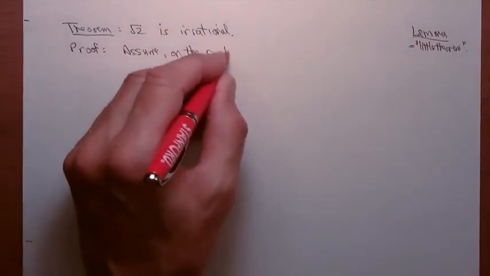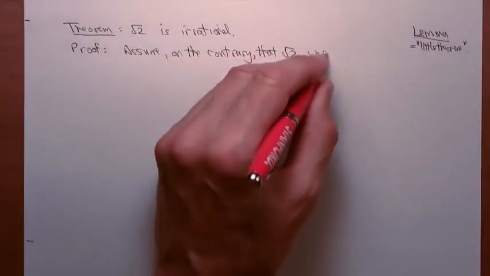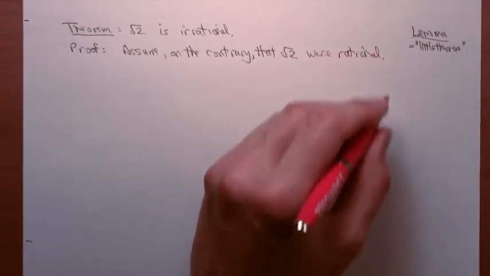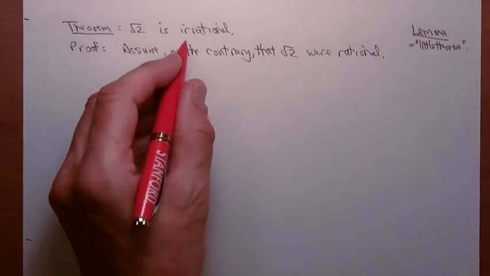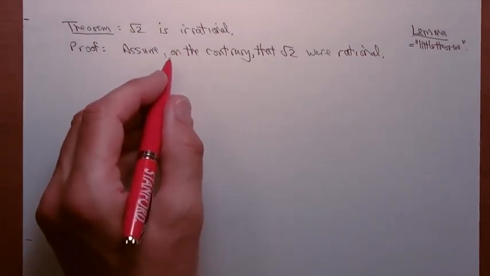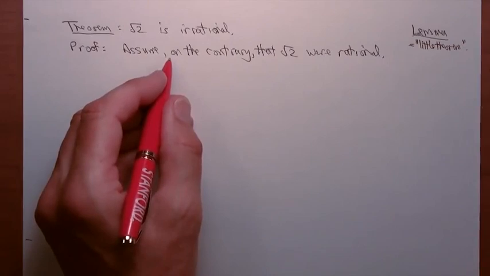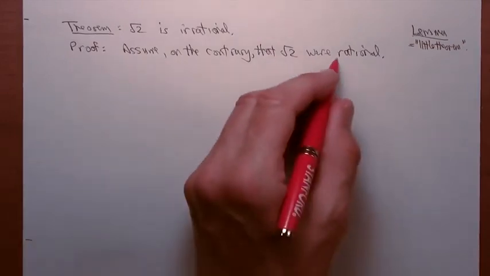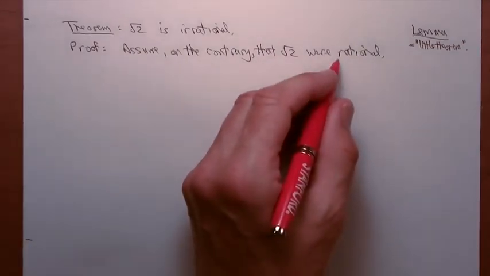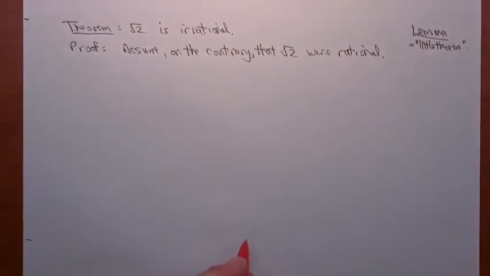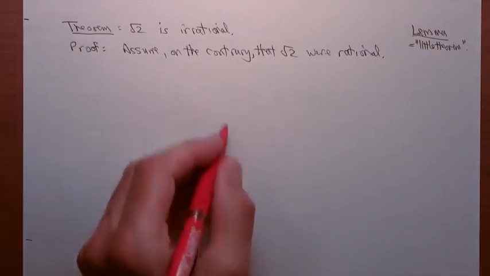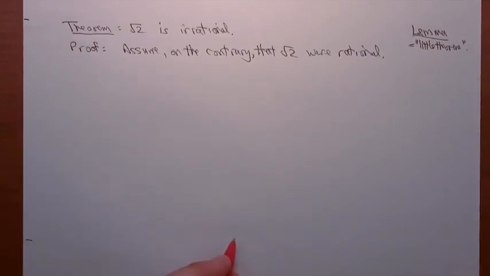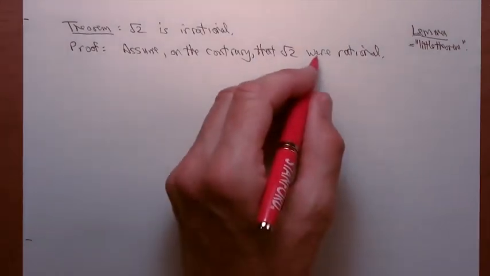I'm going to begin by assuming, on the contrary, that the square root of 2 were rational. Now, if you've never seen the proof that the square root of 2 is irrational before, this first step is going to seem pretty mysterious. Why do I begin by assuming the opposite of what I'm trying to prove? Well, by the time I get down here, you'll see why. The reason this is a great example is in about 6 or 7 lines, I can make it clear why I'm doing something right in the first step.